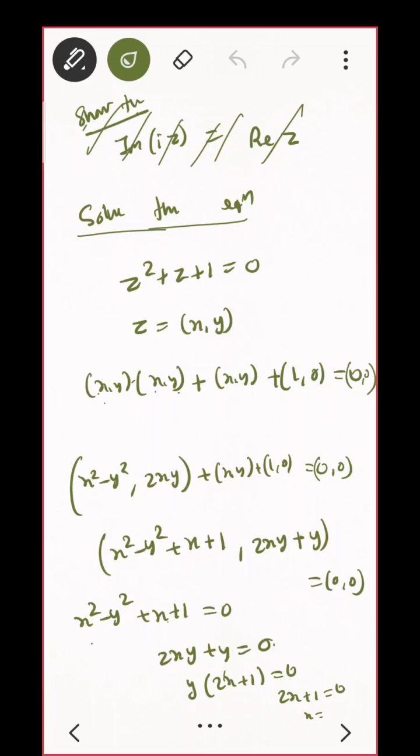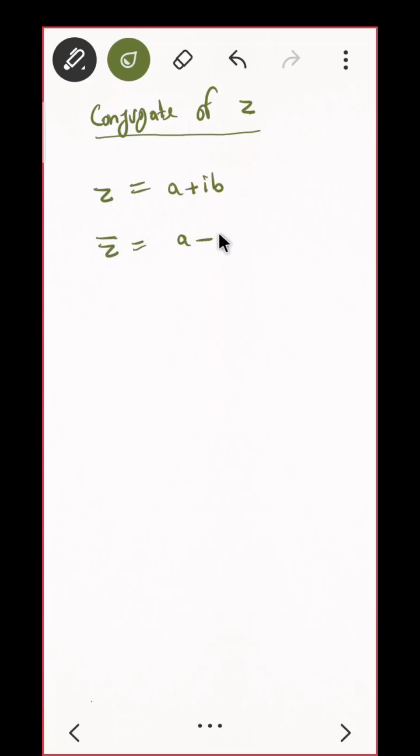Now let us see a beautiful property. Or let me define, whether I should define or not. Yeah, I'll define that. Conjugate of z. It is defined as: if you have z equal to a plus ib, so what is your z bar? It will be a minus ib.